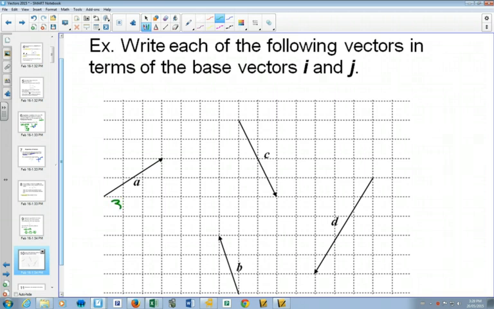Did you get 3i plus 2j for the first one? Because it would start here, and you need to go 3 to the right and 2 up.